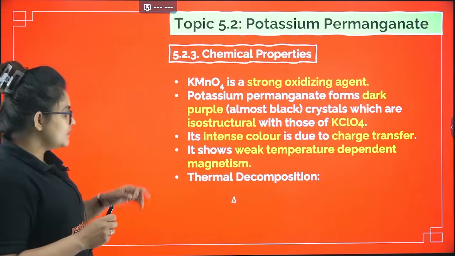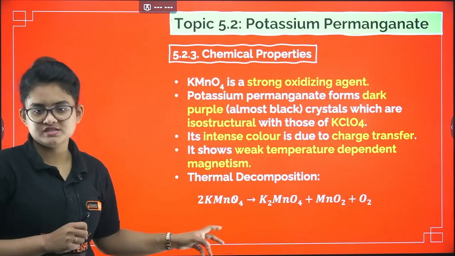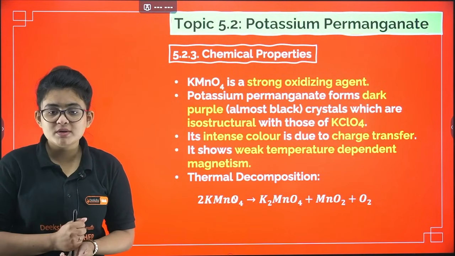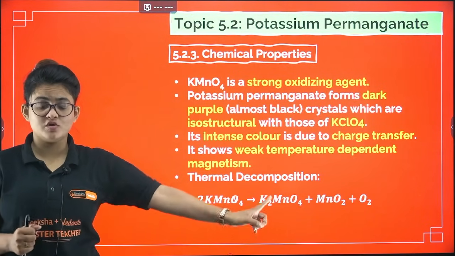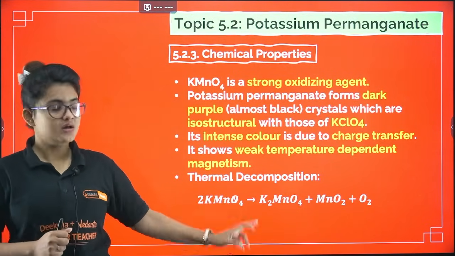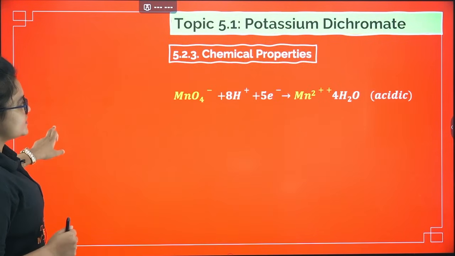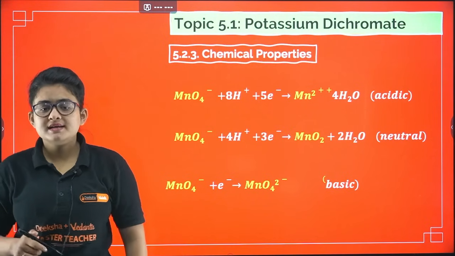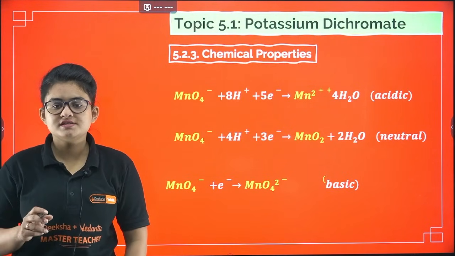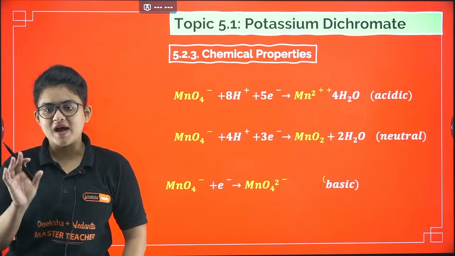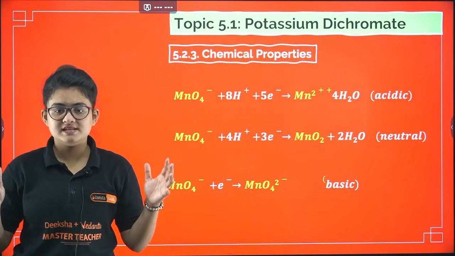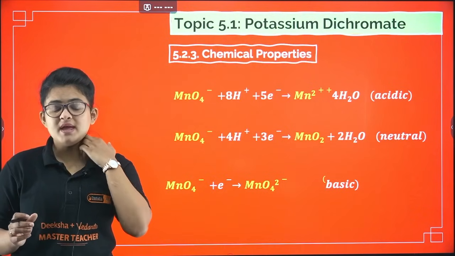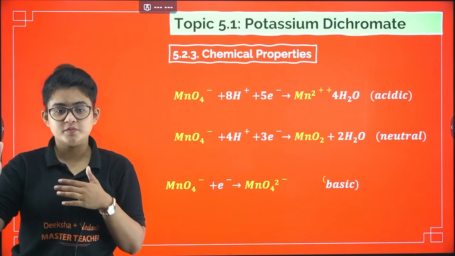Thermal decomposition is very important. If you heat KMnO4, you will end up with K2MnO4 and MnO2, and one gas, that is oxygen. It's a very important question that comes up. Let's proceed with the chemical properties. A few reactions you can see. MnO4 minus in acidic media can accept 5 electrons. If you keep a very highly acidic medium, it can form Mn2 plus, going from +7 to +2 oxidation state.